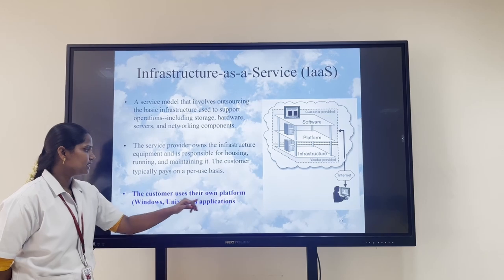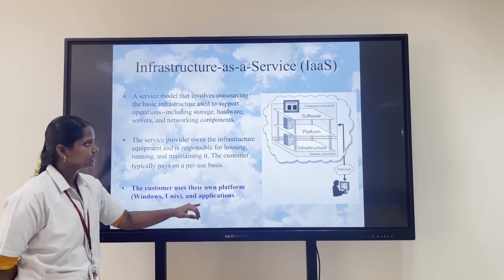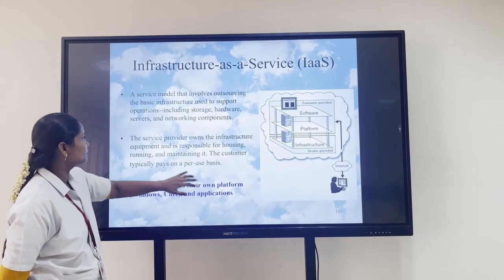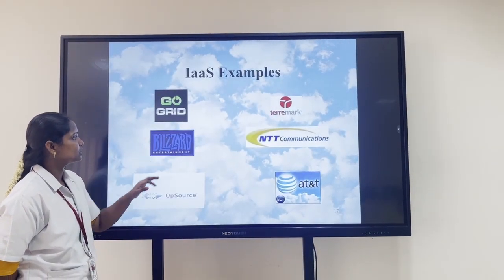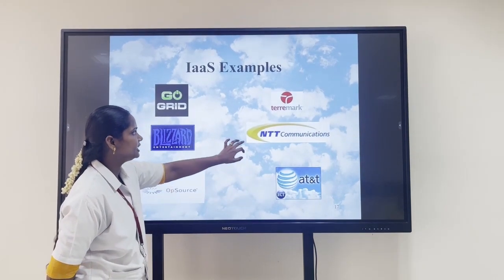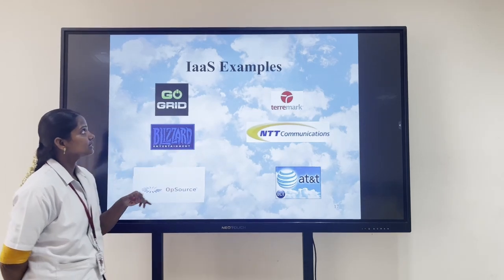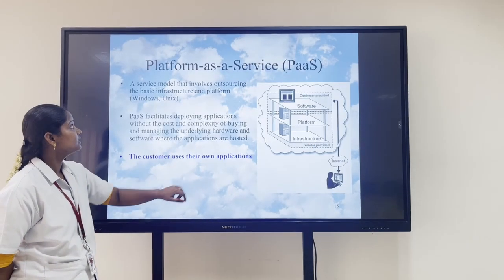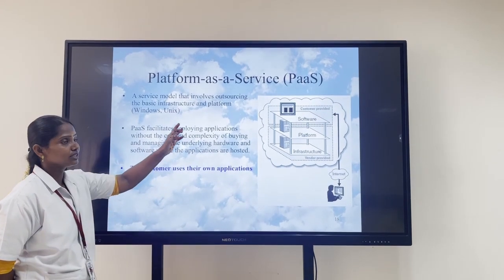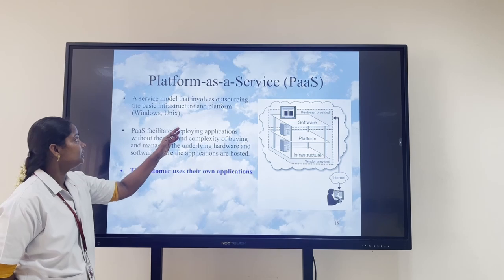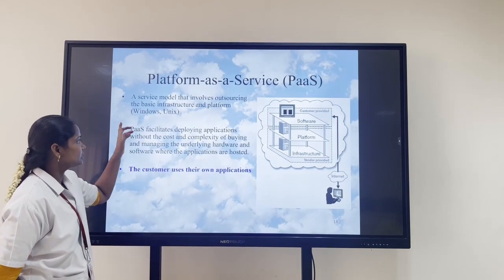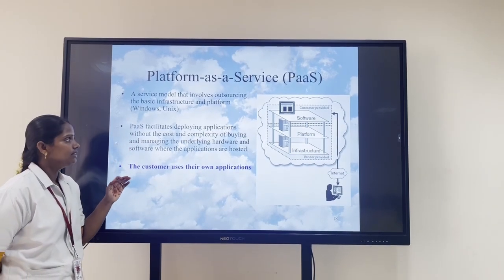The customer uses their own platform, Windows, Unix and applications. So these are some examples of Infrastructure as a Service. Next we may see some more examples of IaaS: OpSource, AT&T, NTT Communications and Bluelock. The second one is Platform as a Service, a service model that involves outsourcing the basic infrastructure and platform. Mainly we are discussing the platforms of Windows and Unix, the two platforms providing these services.